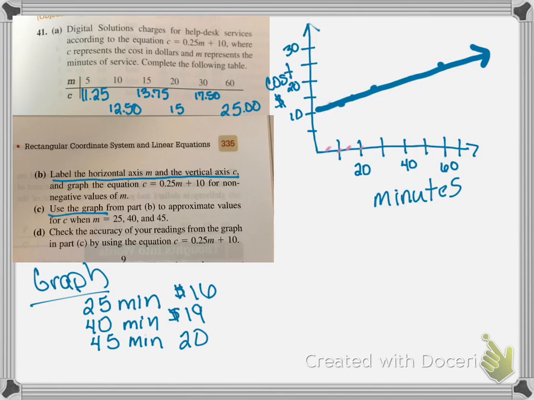Okay. Now, is there a way that I can find the exact cost for 25 minutes, 40 minutes, and 45 minutes? Is there a way I can find the exact cost? What do I use to find the exact cost? Plug it in. So I want you to do that right now. Using your calculator, plug in 25 minutes, find out exactly how much. 40 minutes, find out exactly how much. And 45 minutes, find out exactly how much.